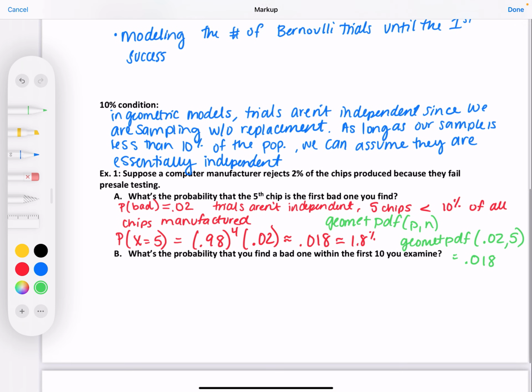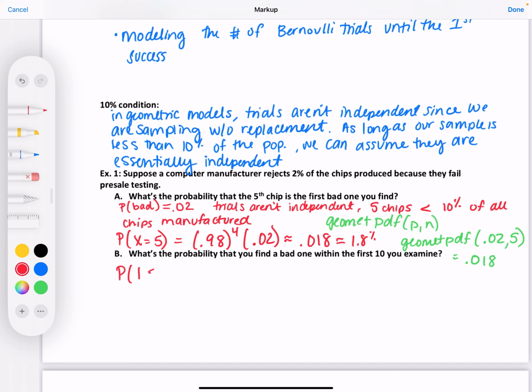So then the next one: what's the probability that you find a bad one within the first 10 you examine? We don't care about, like, number 7 being the bad one. It just has to be that in this group, one of them is bad. So again, I'll show you the by hand and then I'll show you the calculator. We're basically looking for the probability that X is between 1 and 10.